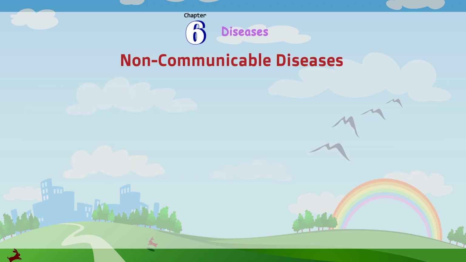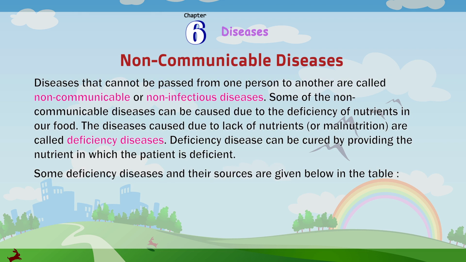Non communicable diseases. Diseases that cannot be passed from one person to another are called non communicable or non infectious diseases. Some of the non communicable diseases can be caused due to the deficiency of nutrients in our food. The diseases caused due to lack of nutrients or malnutrition are called deficiency diseases. Deficiency disease can be cured by providing the nutrient in which the patient is deficient. Some deficiency diseases and their sources are given below in the table.